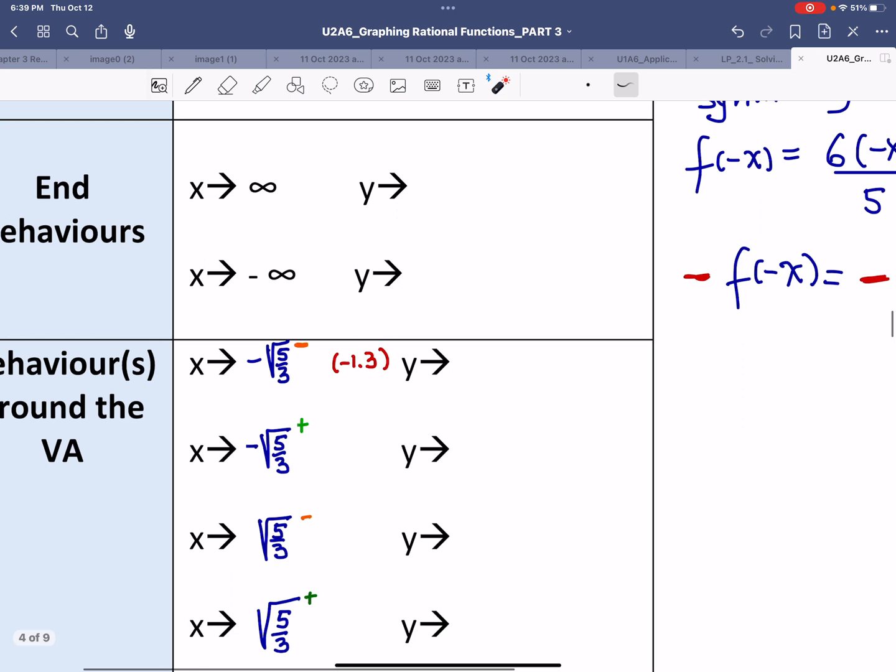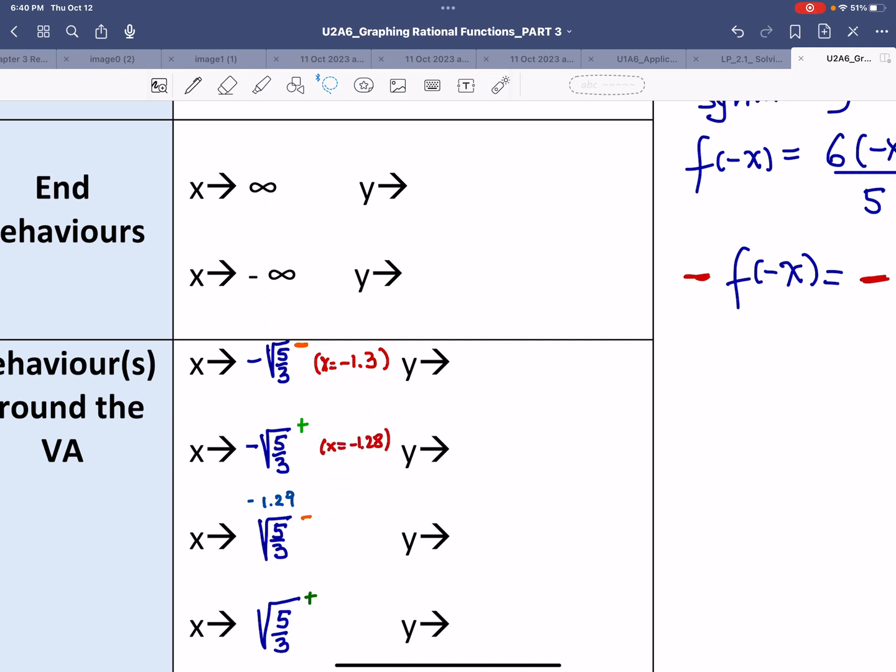Now, for negative root 5 over 3 on the right-hand side, remember that this itself would be negative 1.29. So on the right-hand side of it, we should choose a number, x equals negative 1.28. Okay, and I'm going to make it clearer here. So x equals negative 1.28 would be our testing value.